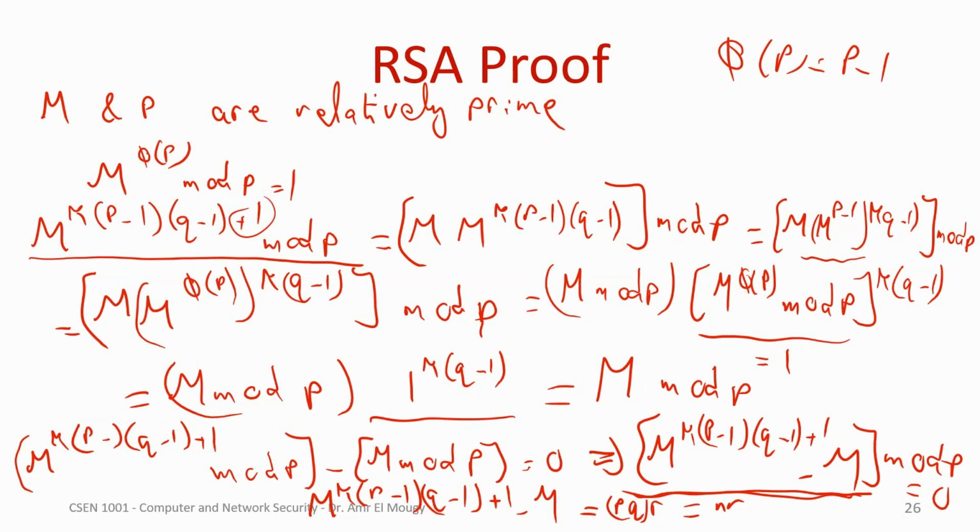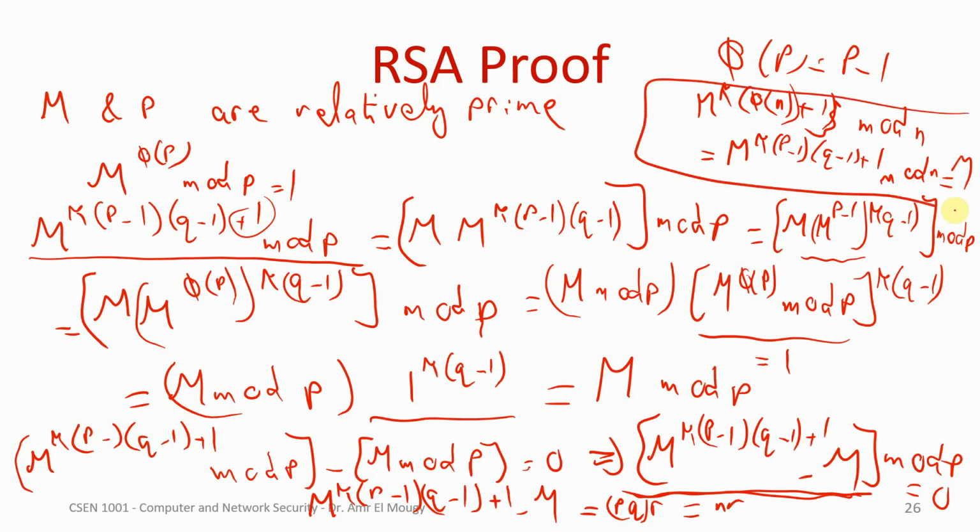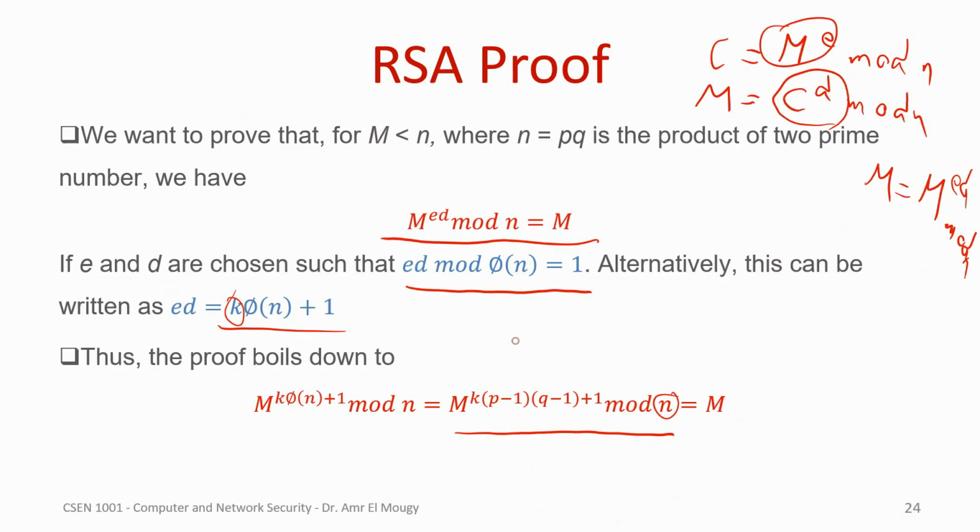I'm just writing on the top because I ran out of space. It means that M^(K phi(N)+1) mod N is equal to M^(K(P-1)(Q-1)+1) mod N, which is equal to M. So now we have proven, by doing the proof first for P and then doing the proof for Q, that if you raise M to the power of ED mod N, you will get the original message. You'll get the original message back.